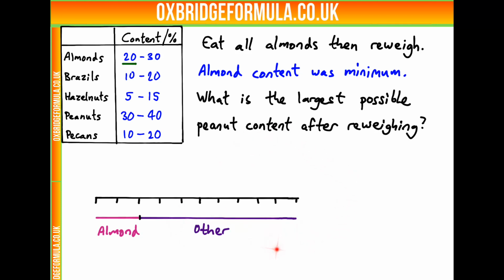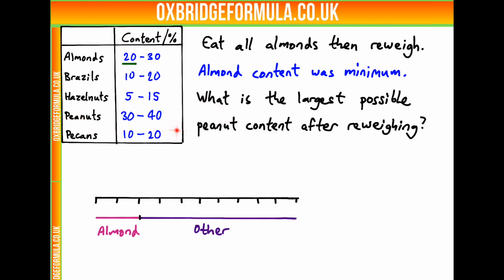And the reason for this is that if the person eats all the almonds and then reweighs it, then we're now considering the content of this other section, so the remaining 80% of the original packet. And so if we're told that we want the largest possible peanut content after reweighing, what could that be in terms of the original packet?